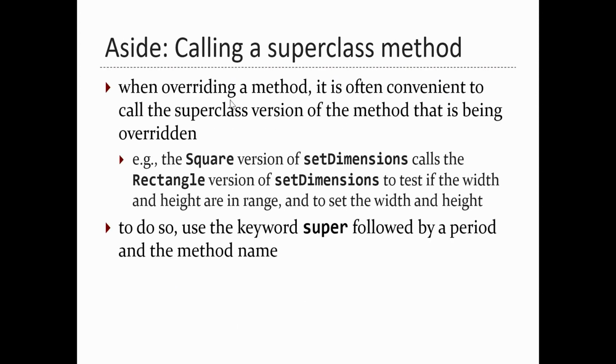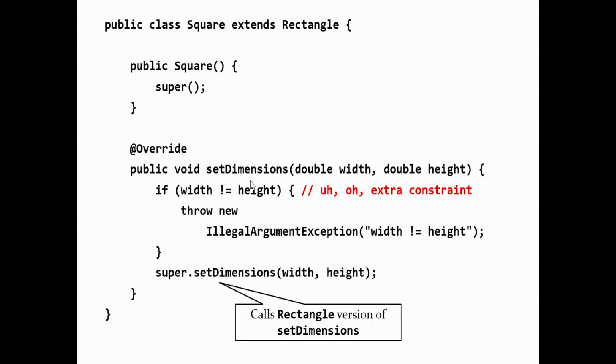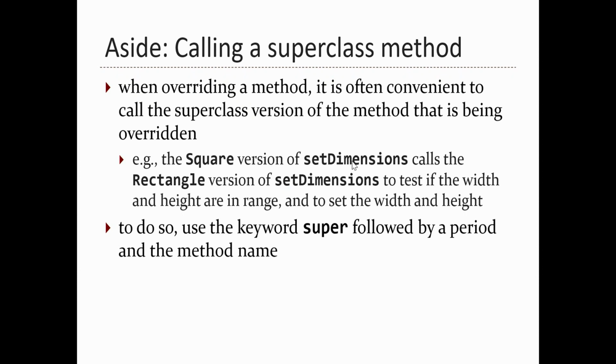When you override a method, it's often convenient to call the superclass version of the method. So for set dimensions in square, it's convenient to call the set dimensions method that we inherited from rectangle, and let the inherited version of the method do the work that it needs to do. Instead of setting the width and height myself, I'm just going to call the superclass version of the method to do it for me. So the square version of set dimensions calls the rectangle version of set dimensions. That version tests if the width and height are between 1 and 100, and then sets the width and height appropriately.